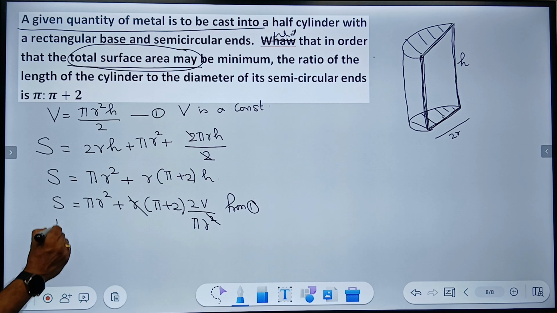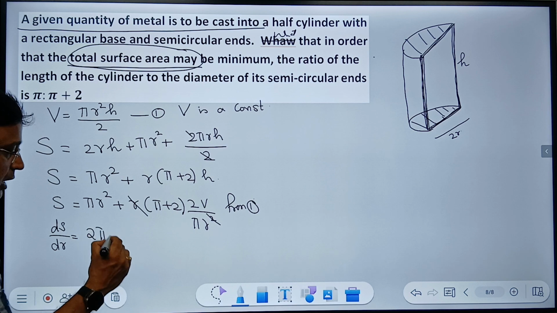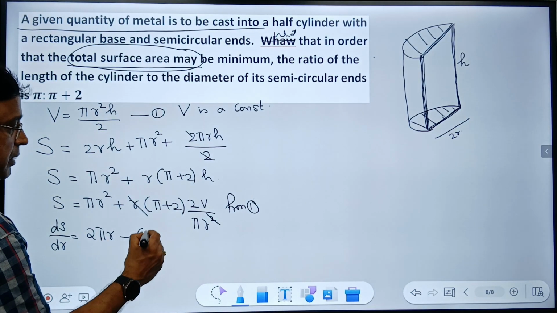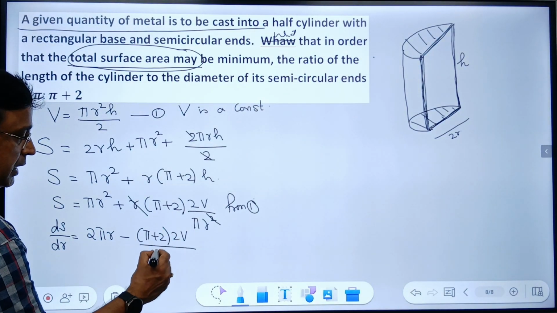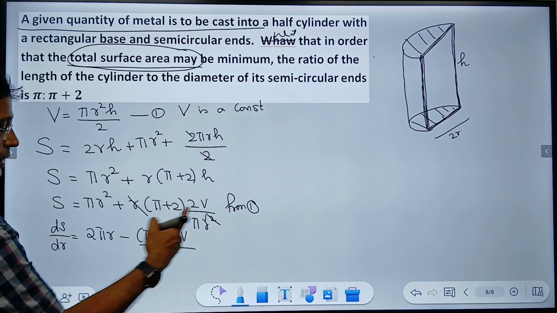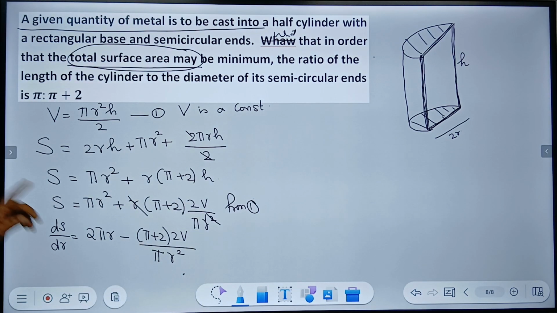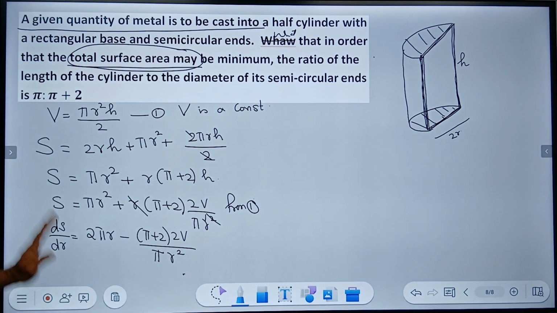So what is ds by dr? ds by dr will be 2 pi r minus pi plus 2 into 2v by pi r square. Why did I put minus? Because differentiation of 1 by r will be minus 1 by r square. Okay, so differentiation is done.